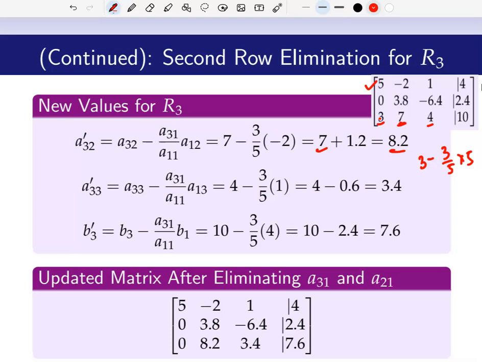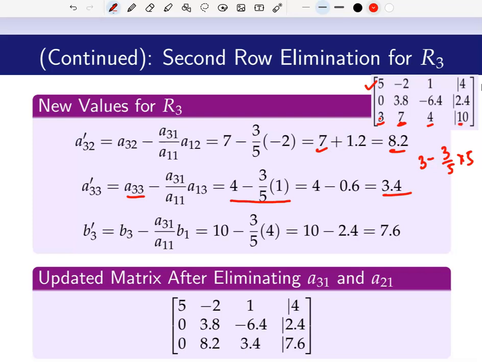Similarly, a33 minus a31 by a11 into a13. So a33 is 4 minus 3 by 5 into a13, which is 1. After doing the operation, we'll get 4 minus 0.6, that is 3.4.